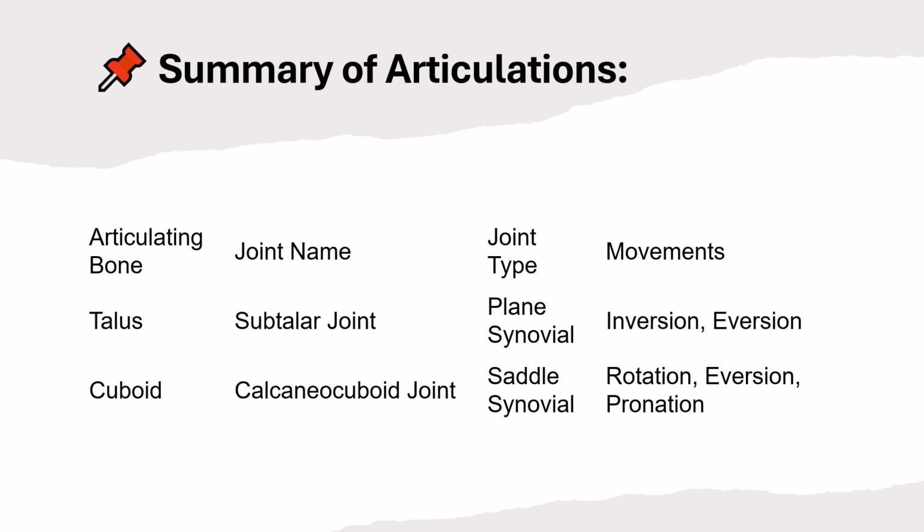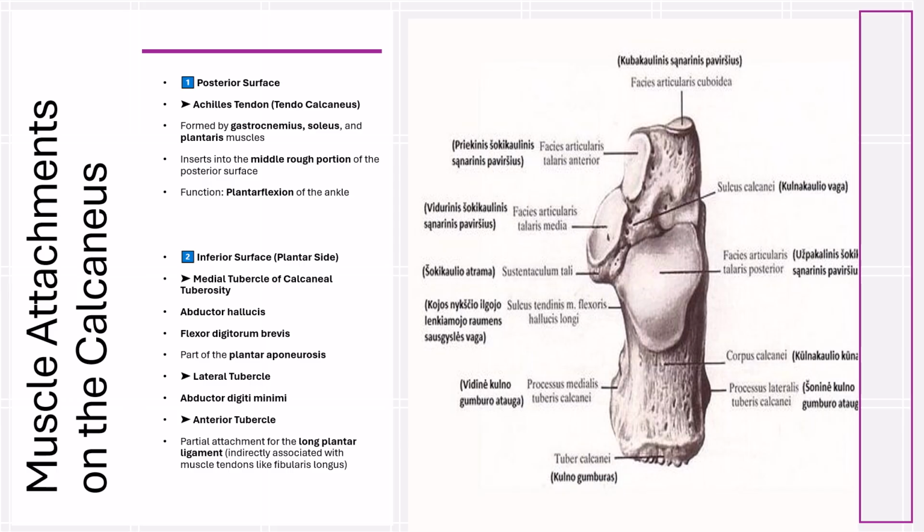The talus and the subtalar joint is known as a plane synovial joint, and the calcaneocuboid joint is known as a saddle synovial joint. The subtalar joint works with the movements of inversion and eversion, and the calcaneocuboid joint will help in the movements of rotation, inversion and pronation.